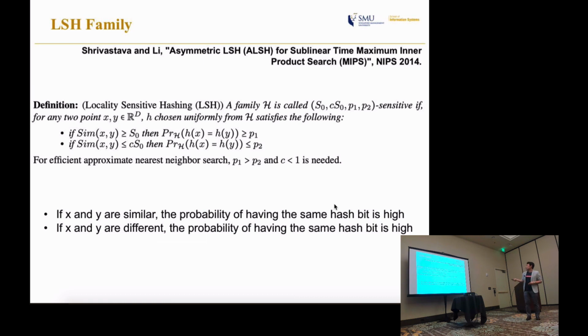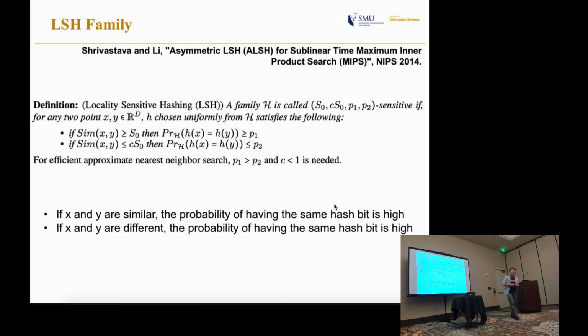Now, this is basically just a definition of locality sensitive hashing. It's expressed formally, but essentially the underlying intuition is below. If you have two vectors, x and y, if they are similar, then you want the probability that they have the same hash bit to be high. If they are different, then you want the probability that they have the same hash bit to be, okay, there's a typo there, it's supposed to be low. So high if they are similar, low if they are different.